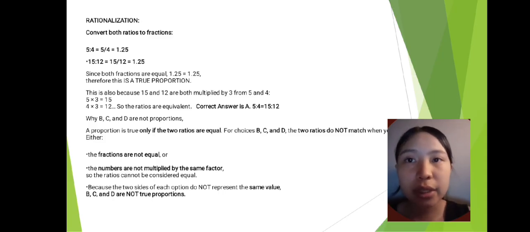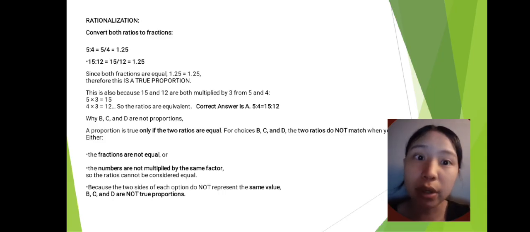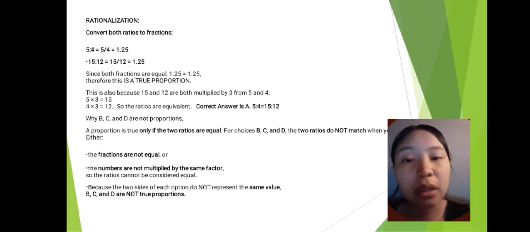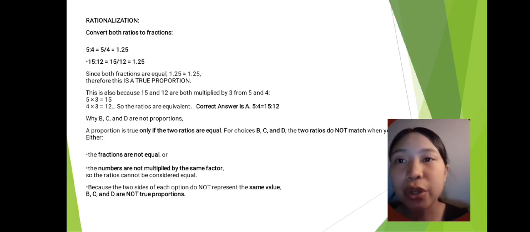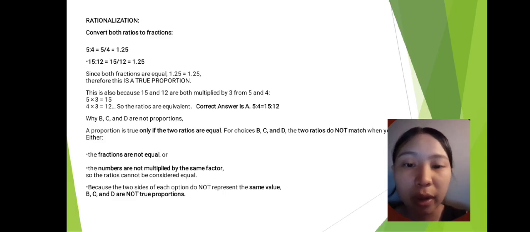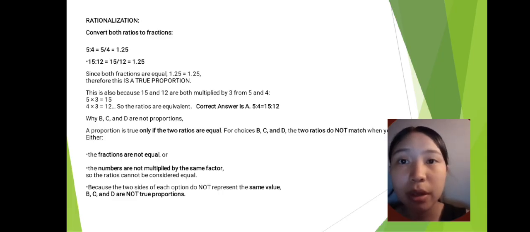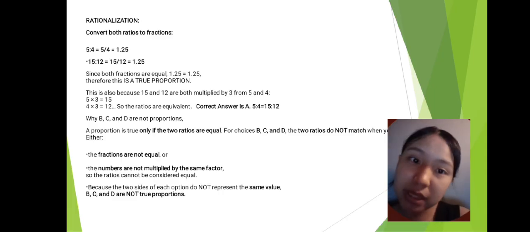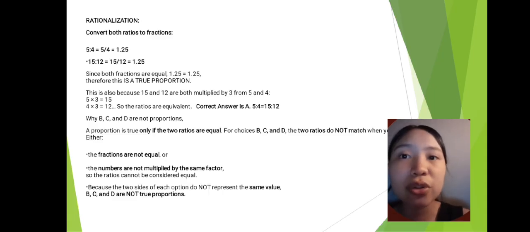So, si 5 is to 4 is equals to 5 over 4 or equals 1.25. Meanwhile, the 15 is to 12 is equals 15 over 12 or is equals to 1.25. Since both fractions are equal to 1.25, therefore this is a true proportion, right? This is also because 15 and 12 are both multiplied by 3 of 5 and 4. 5 times 3, 15. 4 times 3, 12. So the ratios are equivalent. So the correct answer is letter A. 5 is to 4 is equals to 15 is to 12.